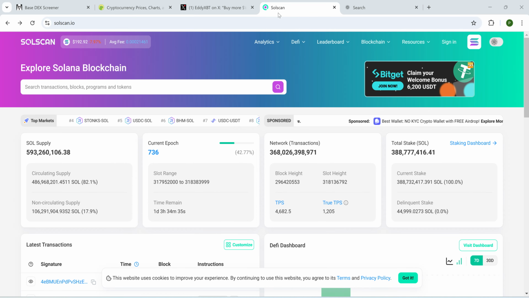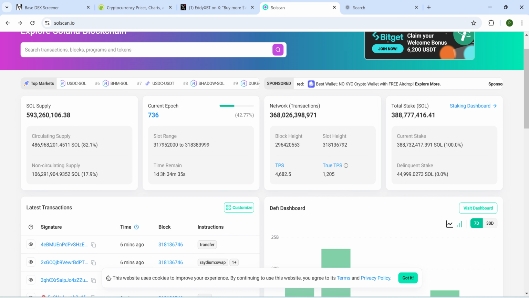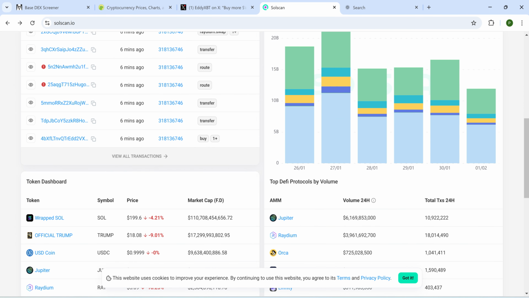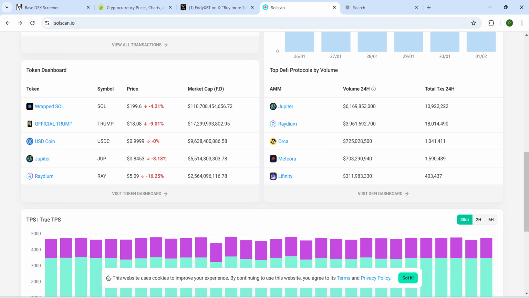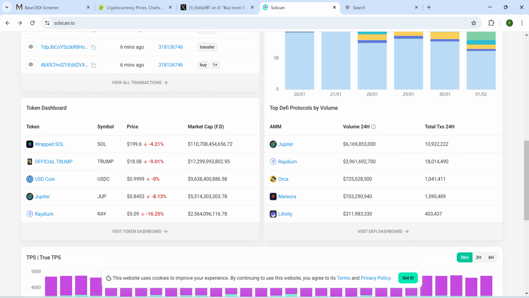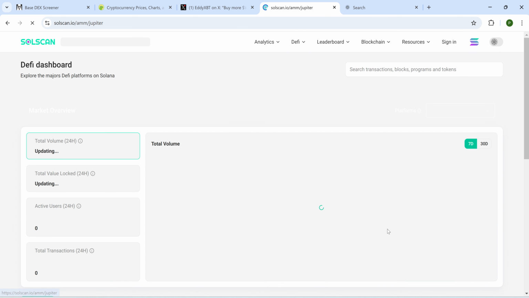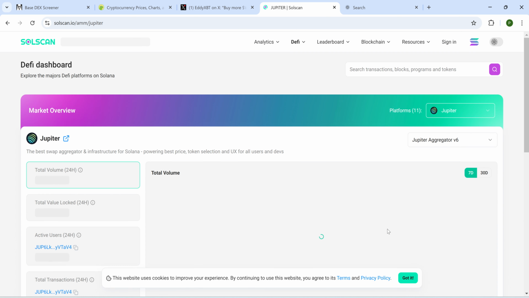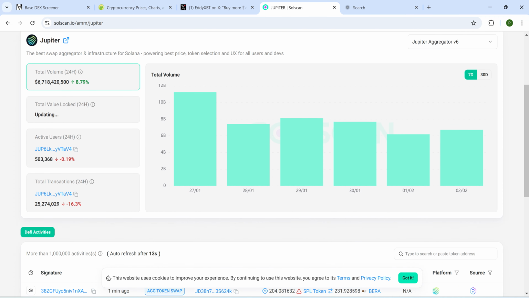We're on a quick overview of how to find tokens, how to find meme coins on Solscan. Now, what are we going to do? When you get down, you look at visit token dashboards. Here it is. And you look at visit DeFi dashboards. You click on it. Now, this leads you directly to where you can find new launches.